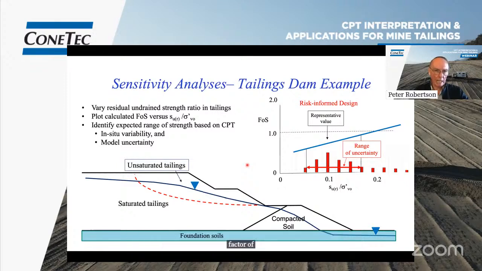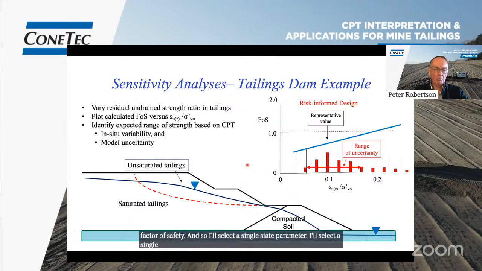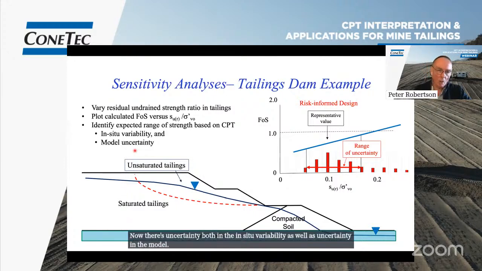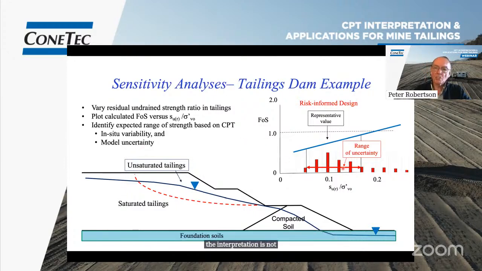And so I'll select a single state parameter, I'll select a single residual undrained strength, and I'll calculate the factor of safety. But in reality, when you've got CPT data, you've got this frequency distribution of residual undrained strength. Now, there's uncertainty both in the in situ variability as well as uncertainty in the model. The interpretation is not precise. And so there's some uncertainty here.